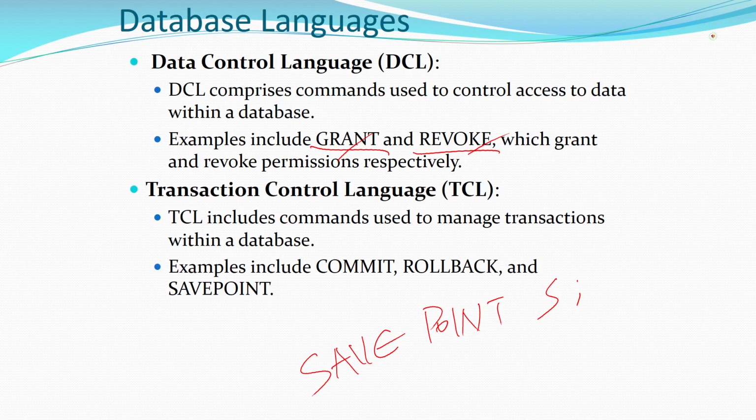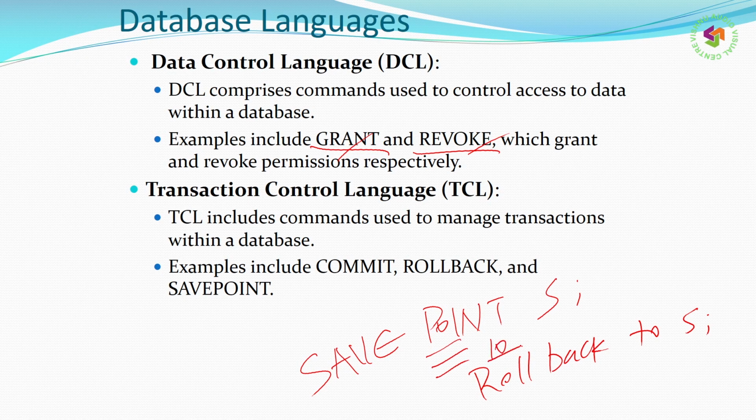If I use rollback to yes, then automatically, after the save point, whatever transactions you have done, 10 transactions or 10 changes or 20 changes, everything can be erased. And the system can be moved to save point yes. Before the save point, whatever transactions you have done can be saved. After the save point, whatever changes you have done can be erased. So that is the combination of rollback with save point.